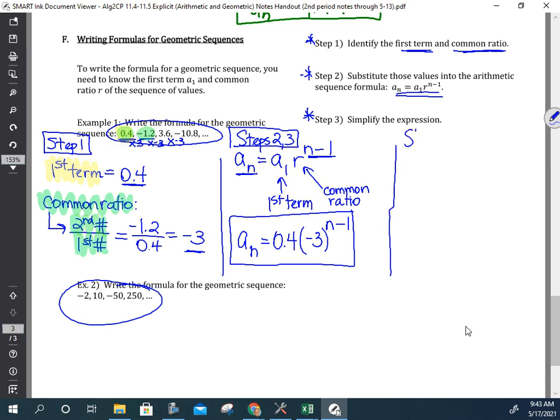The optional step 4 is to use the formula to evaluate. This depends on the problem, on whether they ask you to do it. I know your IXLs ask you to do it for some of them, so that's why we're practicing. I know when you take your test on Thursday, it will ask you to do it.